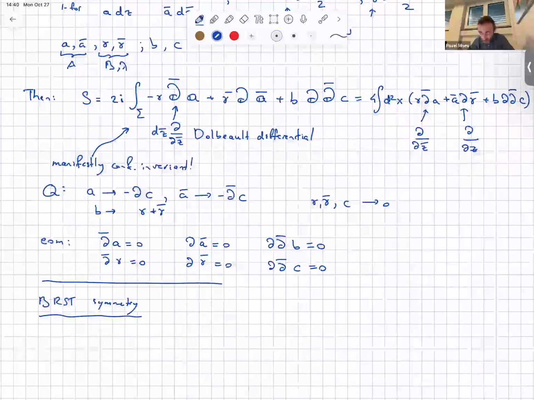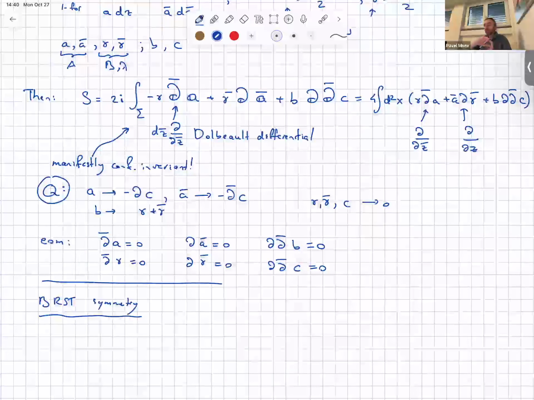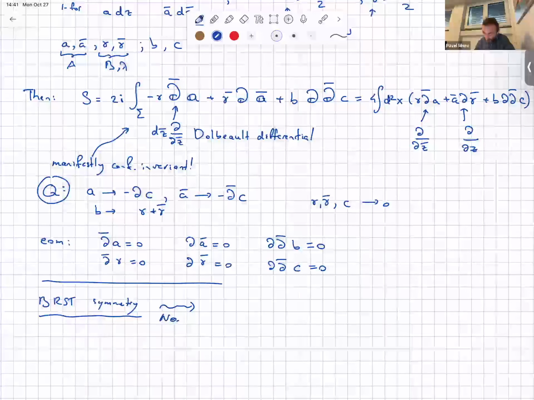So BRST symmetry. We can think of this Q as defining a continuous symmetry on the space of fields, but parameterized by the odd line rather than the real line. And we can apply Noether's theorem to this symmetry.